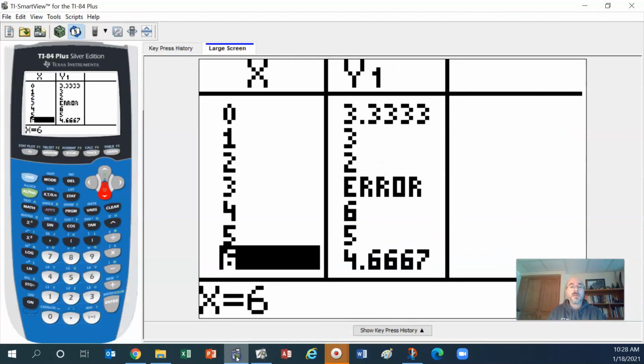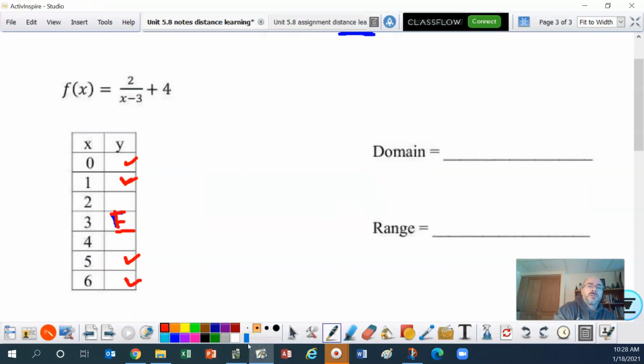So what's above the E is a 2. Ooh, this one's going to be a little bit more tricky. And what's below the E is a 6. Ooh, okay. So this is a 2 and this is a 6. All right, let's do the domain first. That one seems to be the easiest one. So the domain is everything except 3.